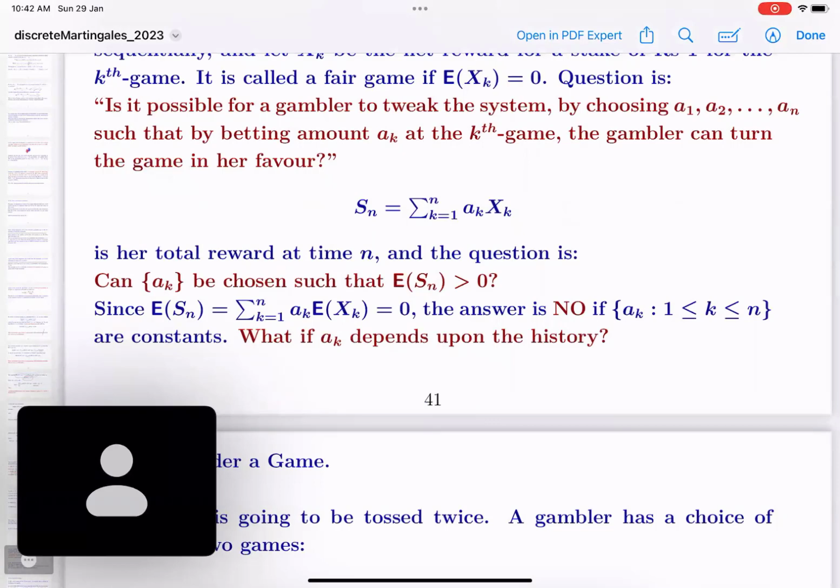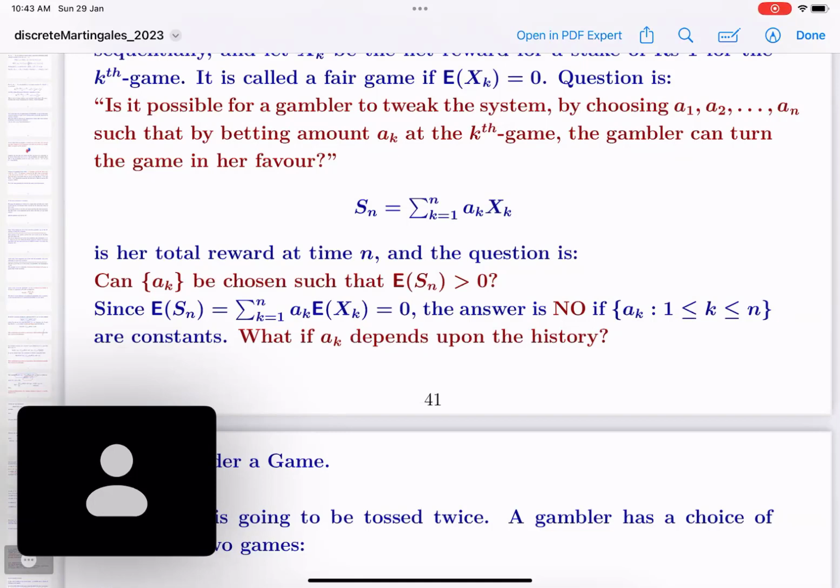Like in my betting example which I told you, if you have already won, you can stop playing. And if you keep losing, if each of X1, X2, ..., Xk minus 1 is zero, then for the kth game you bet 2 power k. Your Ak will be 2 power k if X1, X2 up to Xk minus 1 are all 0. Then you will eventually win 1. But there is a catch to this.